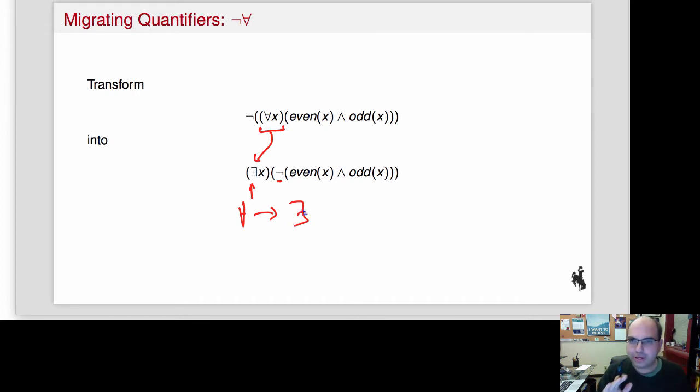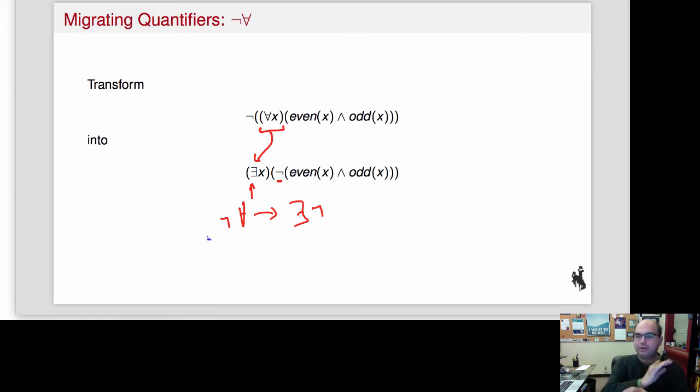Now, think about that. What I really had was not for all, and it has become there exists not, okay? So what we're saying is that it is not true that all x's have some property. Well, if that's the case, then there must be at least one x that doesn't have the property, right? And that's exactly what this move does.